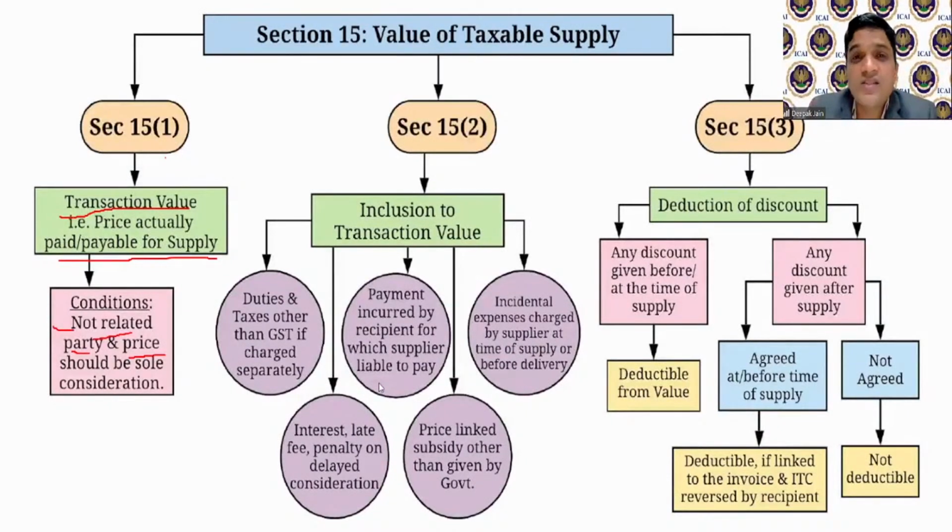So the price is not the sole consideration here, because apart from the 4,000 rupees, the basic price, he is supplying another service to me. So the price is not the sole consideration, and he's not a related party still. But I cannot use that 4,000 as the transaction value, because his services to me are also another consideration. So in this example, 4,000 cannot be considered as the transaction value. So I cannot use the transaction value in this case. Clear till now?